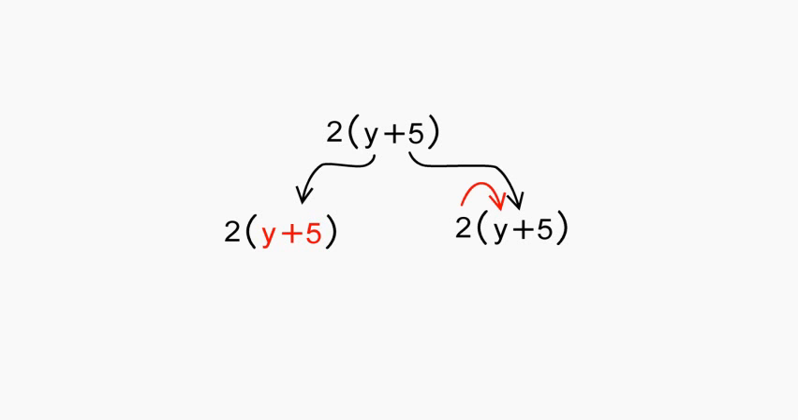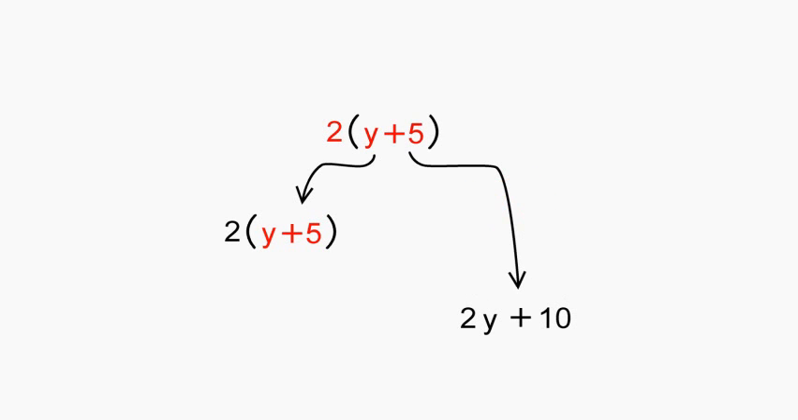What you want to do is distribute the 2 to everything inside of the parentheses. The 2 is going to multiply the y, and the 2 is going to multiply the 5. And we bring down the plus sign between the y and the 5. Now this is just 2y, and 2 times 5 can be simplified to 10. So 2 times the quantity y plus 5 can be rewritten as 2y plus 10.